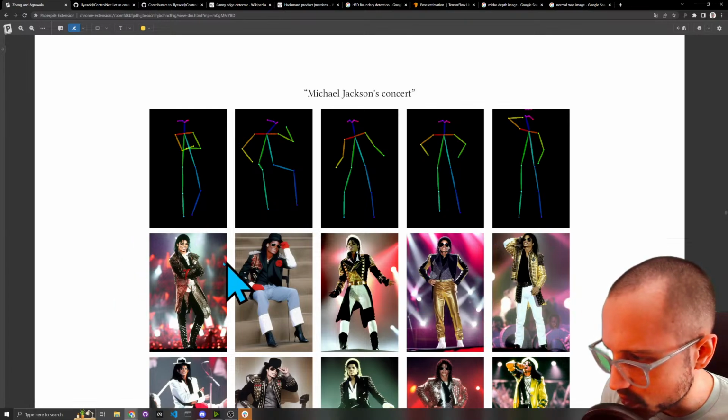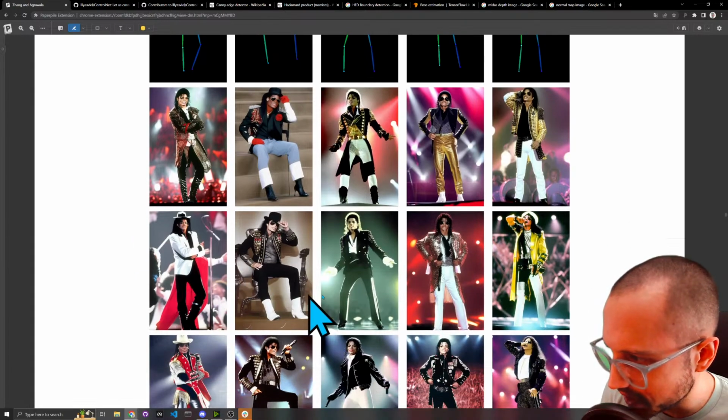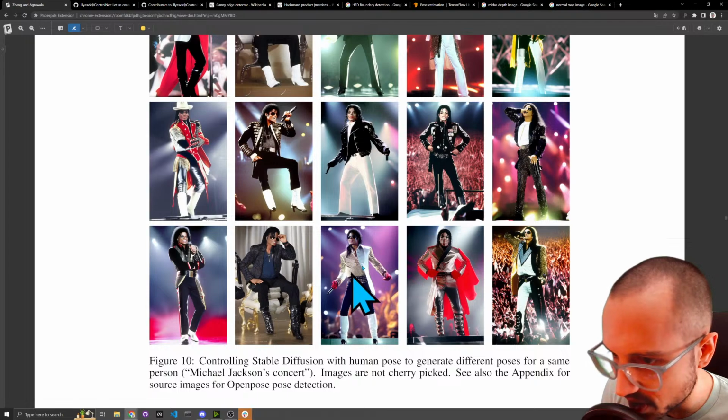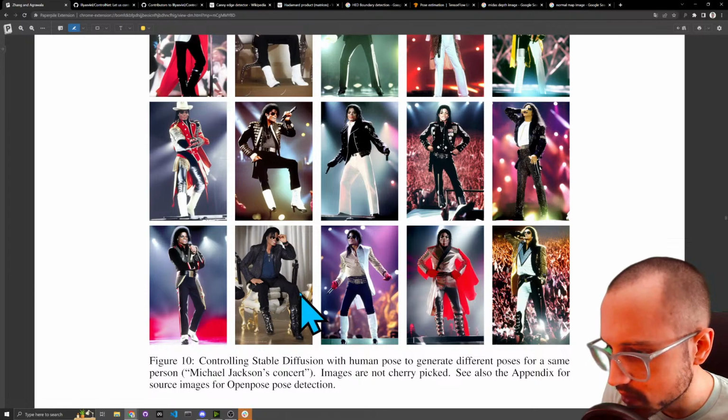I don't know these costumes well, but I'd wonder if someone who's an expert on Michael Jackson would say these are actual costumes, one-to-one, or is this a mishmash of all the different costumes that he's worn? Images are not cherry-picked.